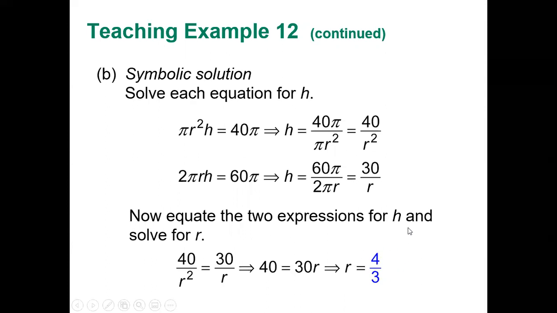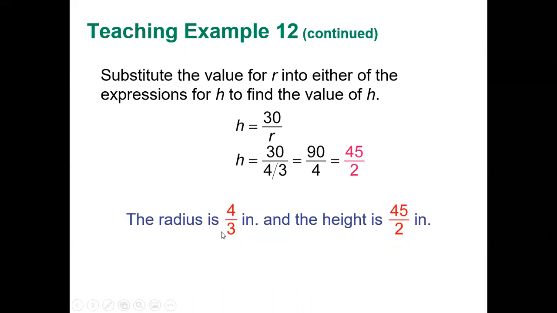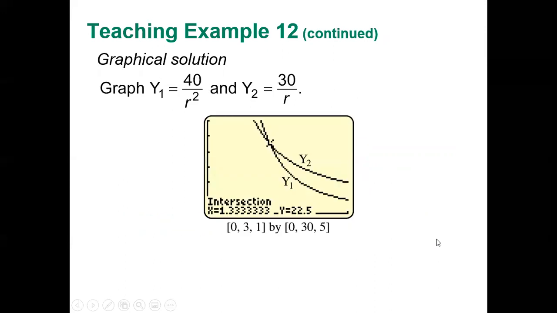We're going to take the value of R and substitute it into either one of these equations to solve for H. We're going to do it in 30 over R because that's the easier one to go into. So we have H equals 30 divided by 4/3, which means you keep, change, and flippity flip. And so that gives us 90 over 4, which equals 45 halves. So our values are, the radius is 4/3 inches and the height is 45 halves inches. And that concludes that problem.